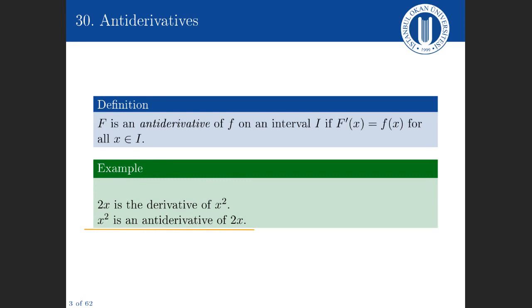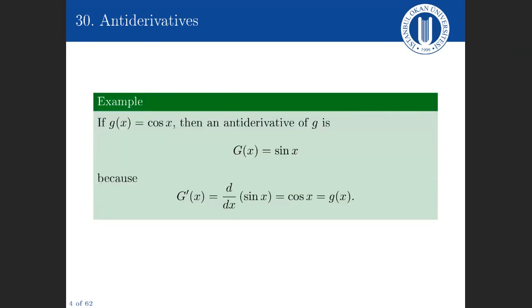This is like saying that 2x is the derivative of x squared, but doing it backwards. It's the opposite of doing a derivative, we're going backwards. For example, if small g of x is equal to cos x, then an antiderivative of small g is sine x, because the derivative of big G, the derivative of sine, is equal to cos, which is equal to small g of x. Cos is the derivative of sine. Sine is an antiderivative of cos.